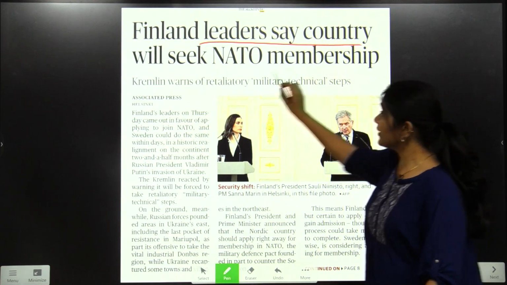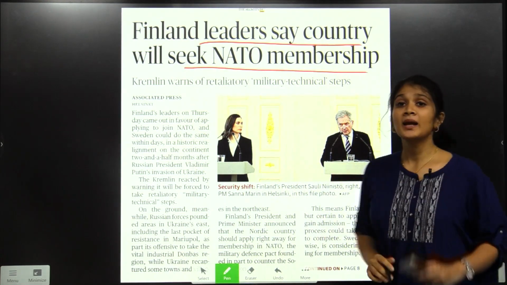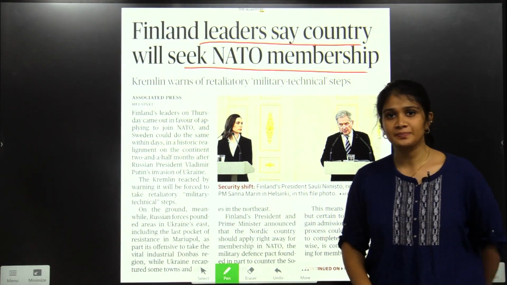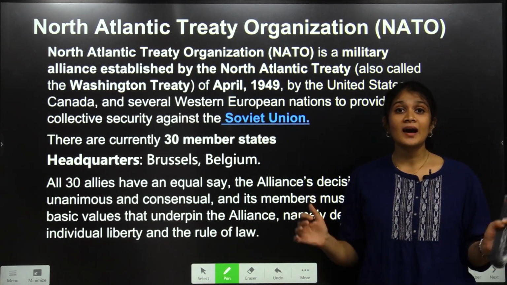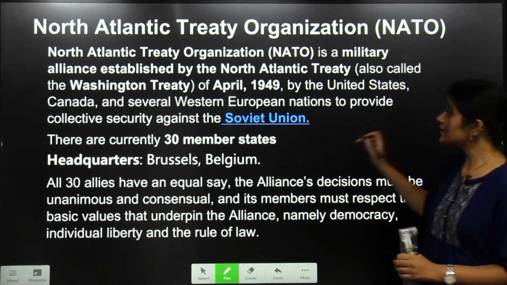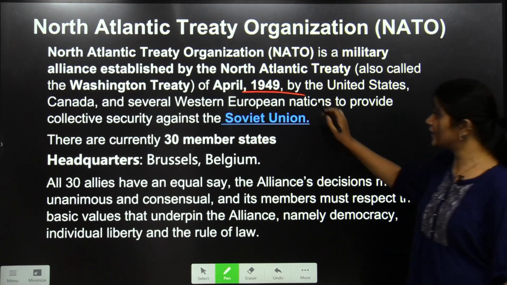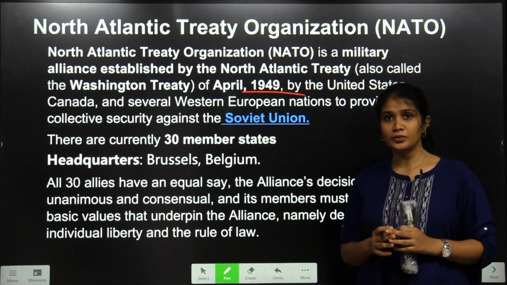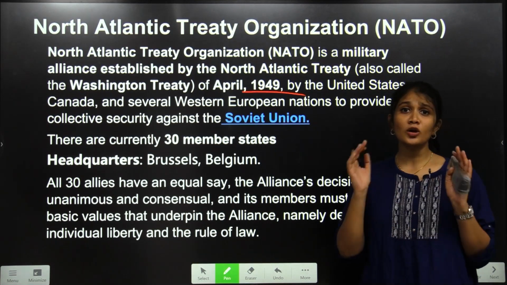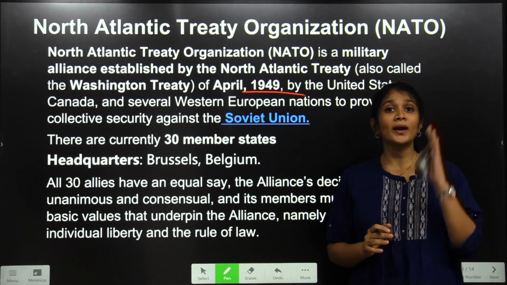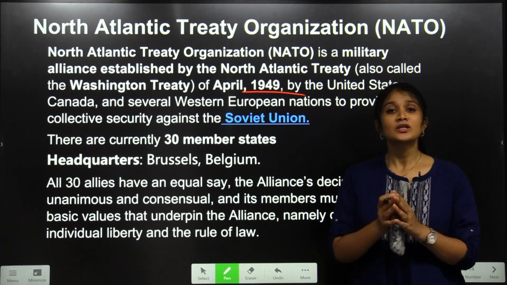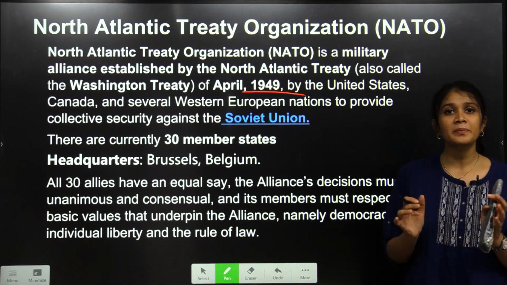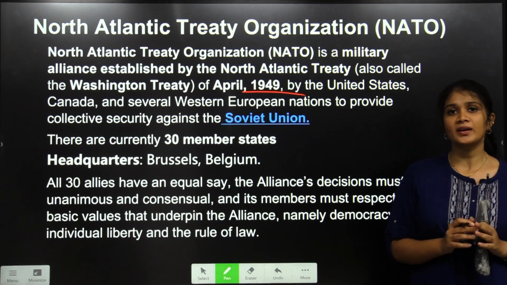Finland leaders say country will seek NATO membership. Let us look at what NATO is. NATO is basically the largest military alliance. It was established in 1949 by several countries like the USA and Canada after the Second World War. After the Second World War, the globe was divided into 2 parts, one led by the USA and the other led by the Soviet Union. These members collectively formed a military alliance.